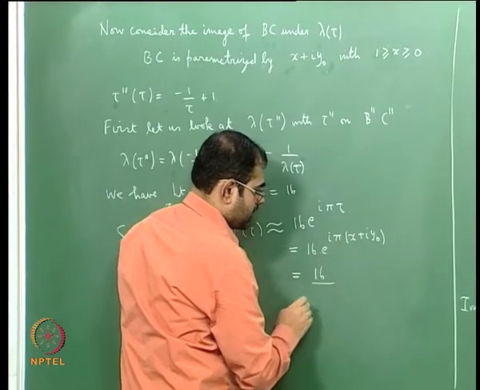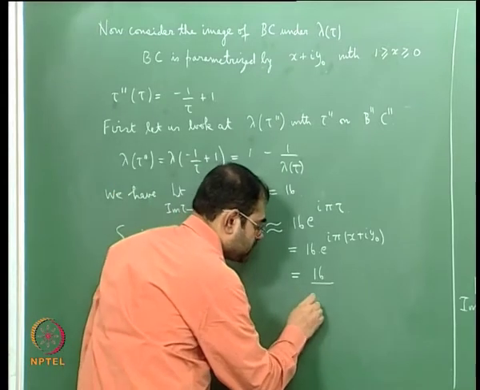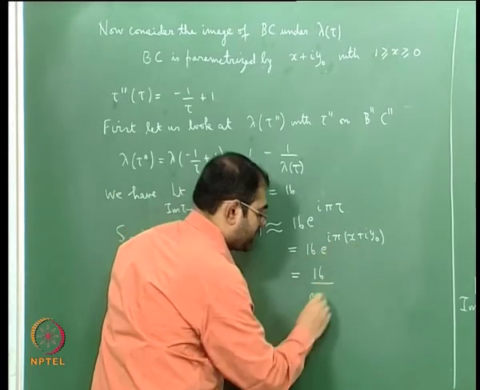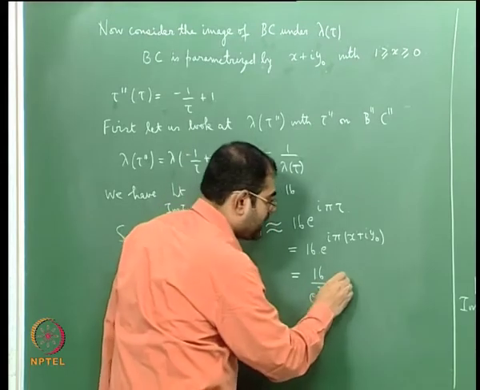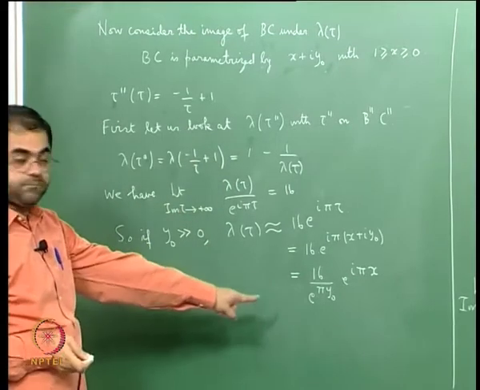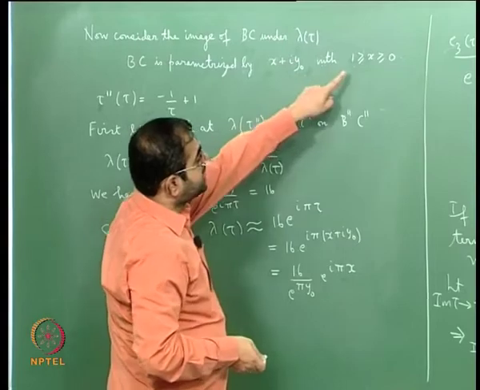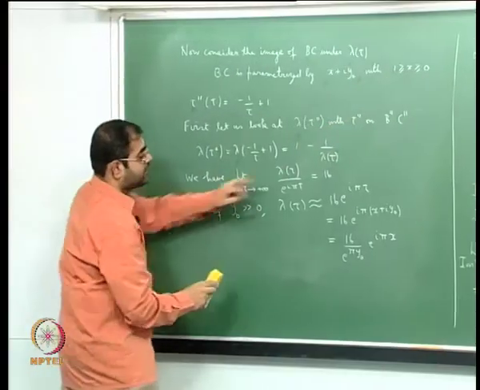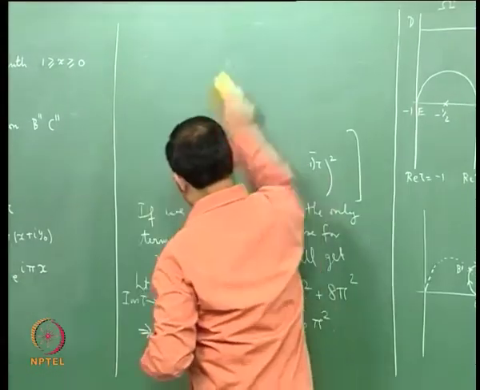So I am going to get 16 by e power, so I will get e power minus pi y naught, so I will get pi y naught in the denominator, alright, and then I will get e power i pi x. This is what I will get, and this is with x varying from 1 to 0. I need to look at 1 by lambda tau.